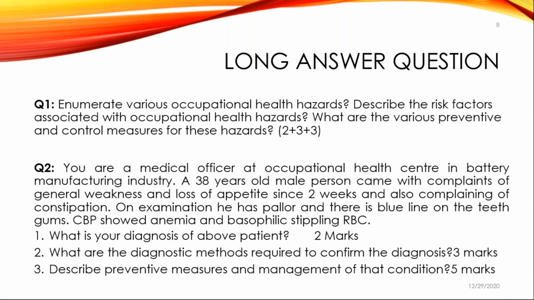The next one is that you are a medical officer at an occupational health center in a battery manufacturing industry, and a 38-year-old male comes to you with a complaint of general weakness and loss of appetite since 2 weeks, and also complaining of constipation. On examination, he has pallor, and there is a blue line on the gums. The peripheral blood film shows anemia and basophilic stippling of RBCs.